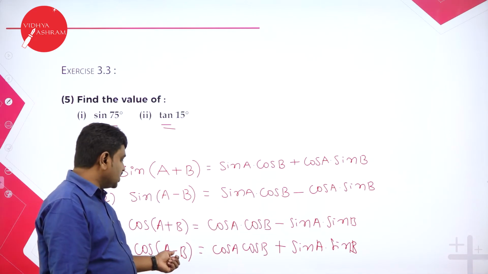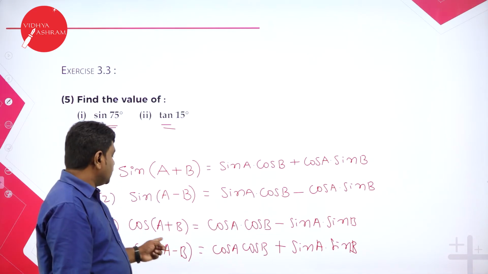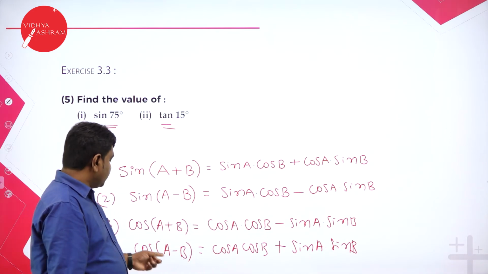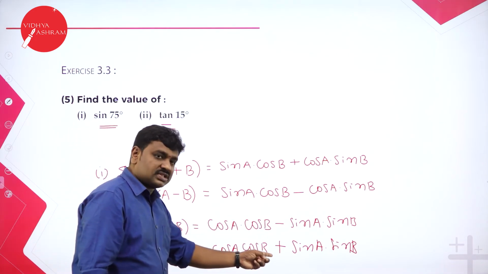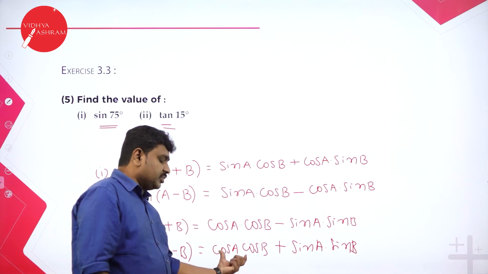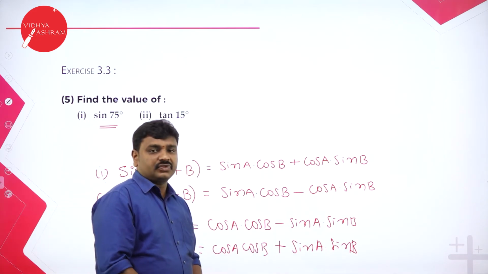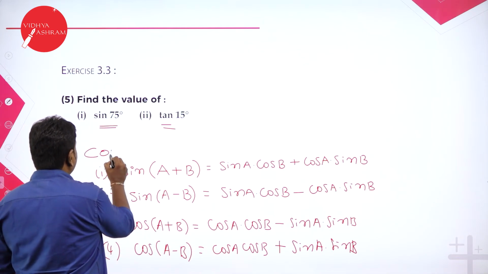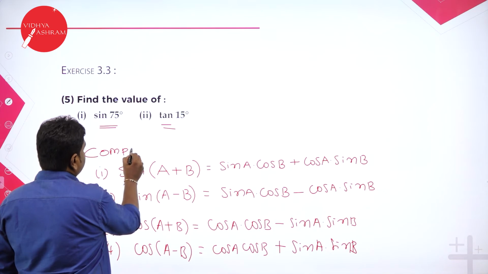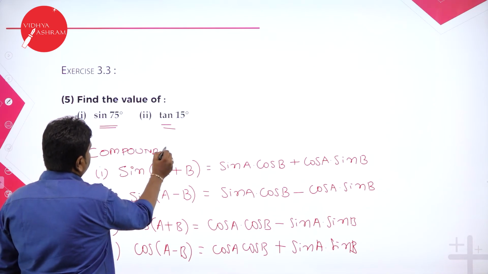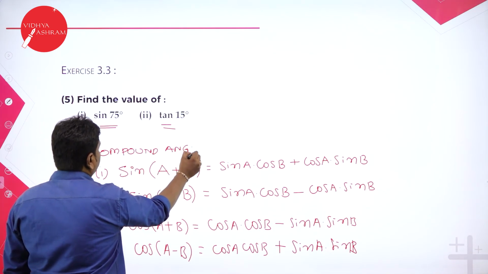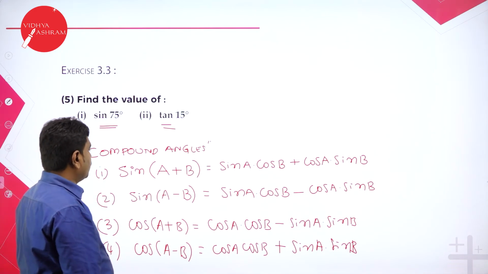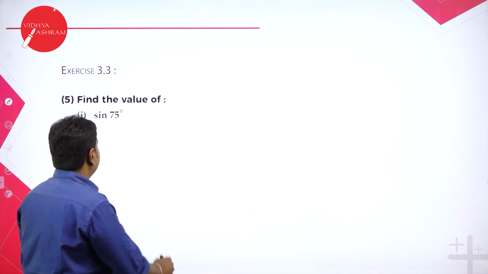What is cos of A minus B? Cos A cos B plus sin A sin B. In cos, if it is plus in the question, we'll get minus in the answer. If it is minus in the question, we'll get plus. But in cos, both will be same. Cos cos and sin sin. Please remember this. These are compound angles. We call them compound angles or sum or difference. We need to derive this also. Now we'll derive this. And similarly we have tan of A plus B.